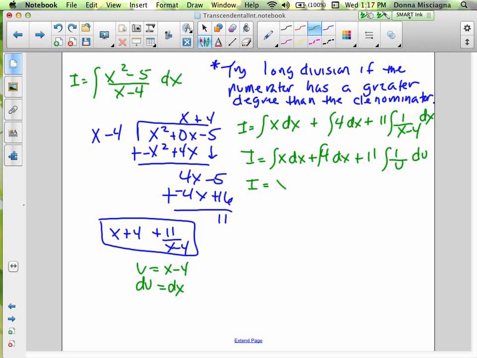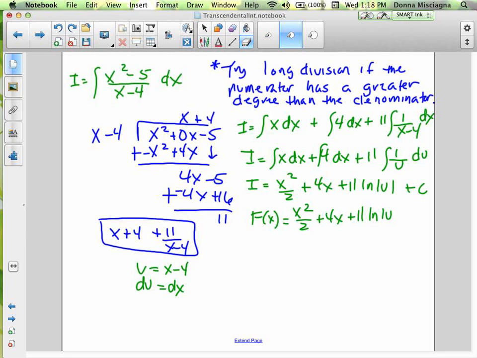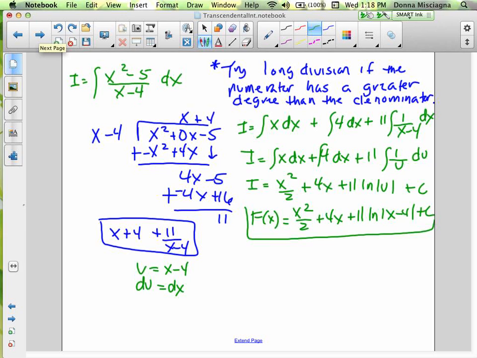So the integral is going to be x squared divided by 2 plus 4x plus 11 times the natural log, absolute value, because it's got to be positive, of u, plus c. Let's just replace the u, and now we can change to f of x. So f of x equals x squared divided by 2 plus 4x plus 11 natural log of x minus 4 plus c. And there we go. There's our final answer.